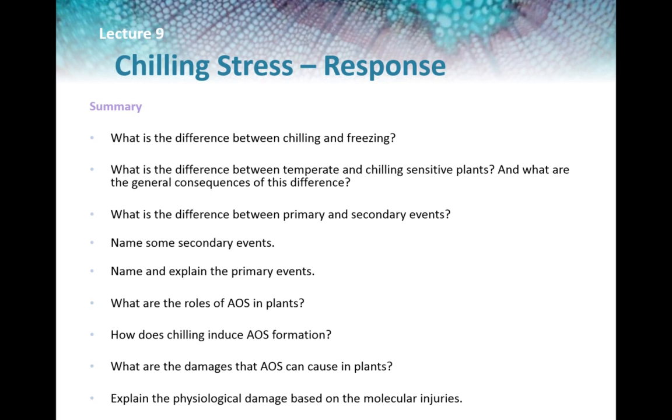What are the normal roles of activated oxygen species in plants? How does chilling induce activated oxygen species formation? And what are the damages that activated oxygen species can cause in plants? And finally, explain the physiological damage based on the molecular injuries.